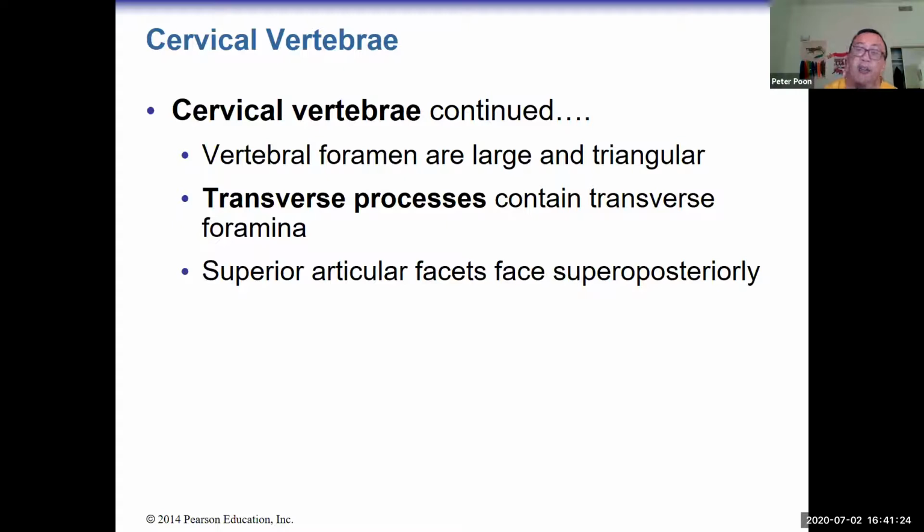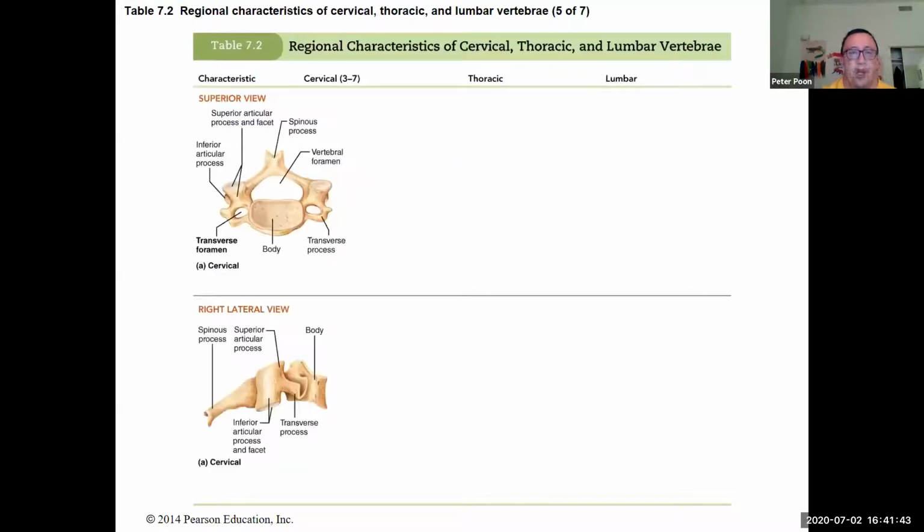One of the things that we'll ask you to do is tell vertebrae apart from one another. Tell cervical vertebrae apart from thoracic vertebrae and from lumbar vertebrae. Cervical vertebrae are easy. See these 2 holes? Those are cervical vertebrae.